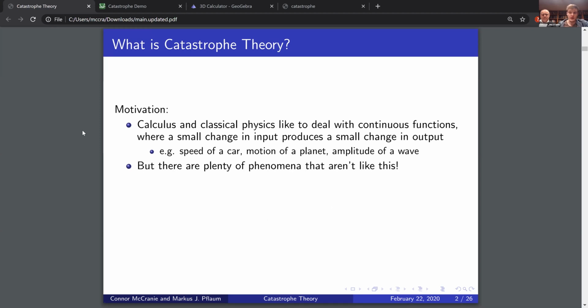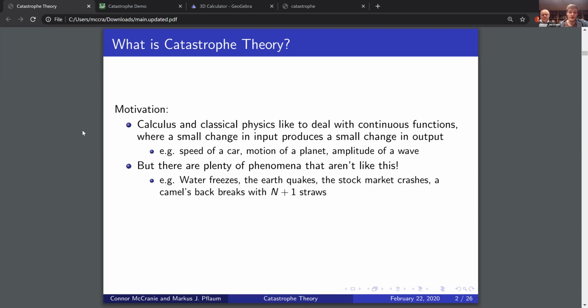But in the real world, there are other phenomena that don't act like this. Sometimes when you change your parameters, even ever so slightly, it leads to a dramatic change in behavior. For some examples, water freezes. If you continuously change the temperature of the water, it'll have some behavior of being liquid, but then there is a critical temperature where all of a sudden the water is going to freeze, and that's going to be the new equilibrium.